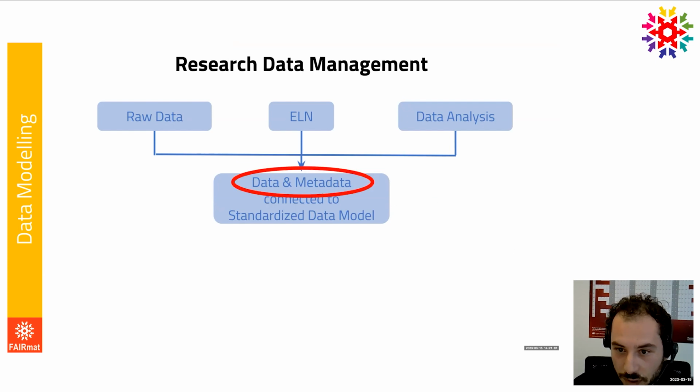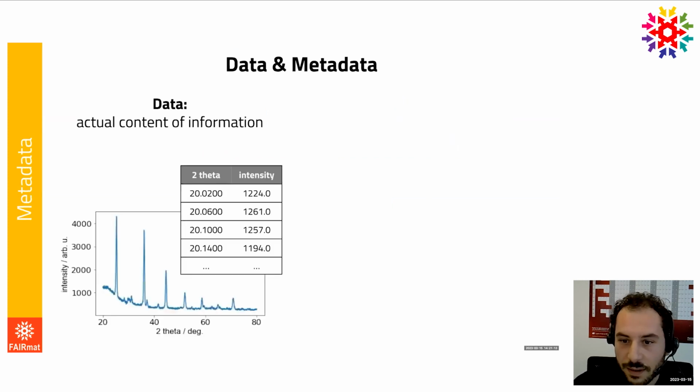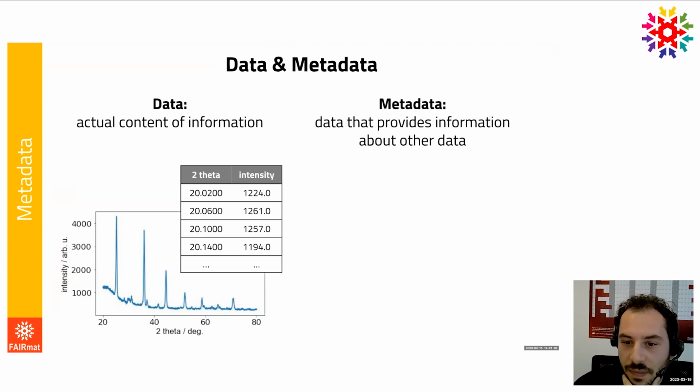At this point, it is worth stopping briefly to specify these two concepts of data and metadata. Data are the actual content of information. Here, for example, we have an X-ray diffraction spectrum that is generated from these two columns, the X and Y arrays that you can see. While the metadata are still defined as data, and they provide information about other data.